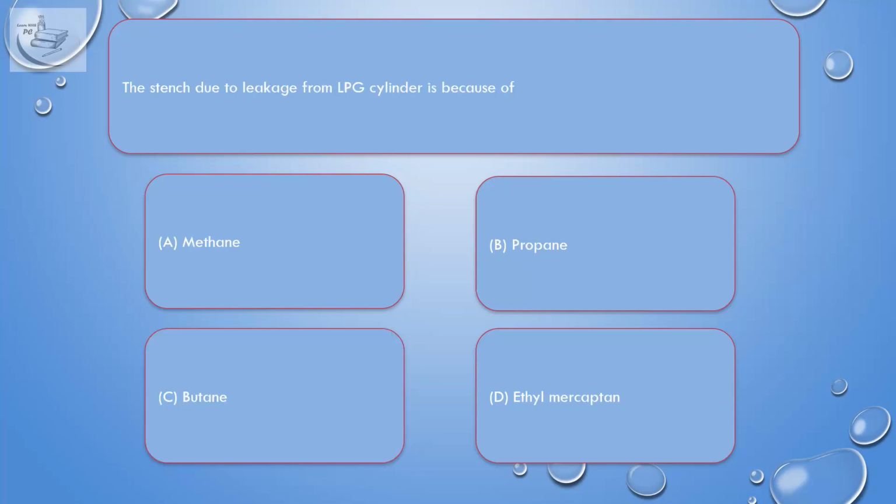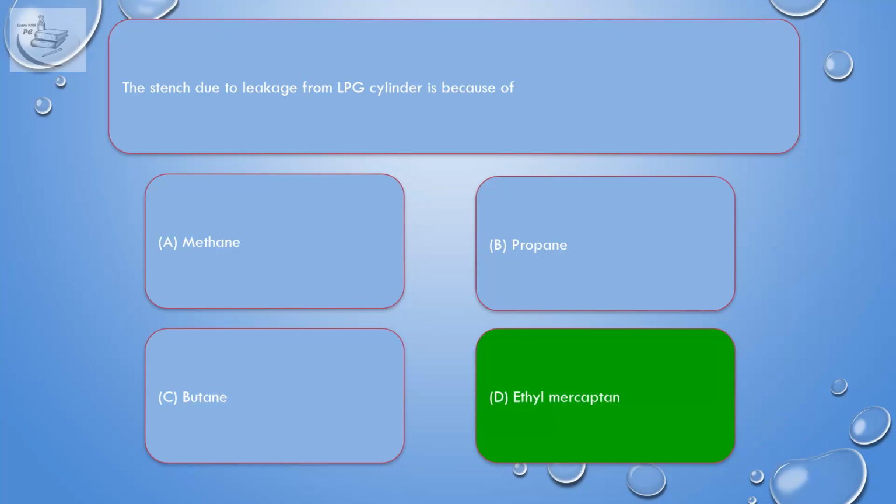Question: The stench due to leakage from LPG cylinder is because of A. Methane, B. Propane, C. Butane, D. Ethyl mercaptan. Correct answer is D. Ethyl mercaptan.